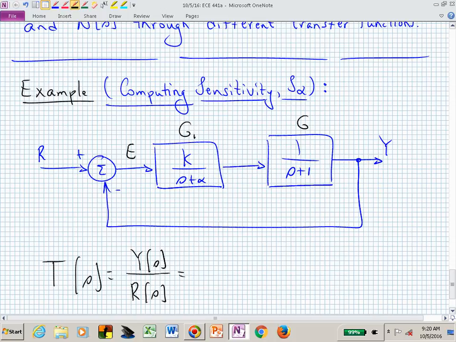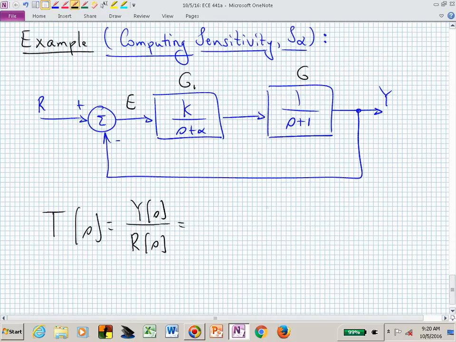This is a little different, but just combine G1 and G. Call that G bar. What's H? 1. What's our chair tell us? G over 1 plus GH, right? And now we're replacing G with G bar, and H is 1. So now we have G sub 1 G over 1 plus G1 G. That's our transfer function between the reference input R and the output Y for this expression.